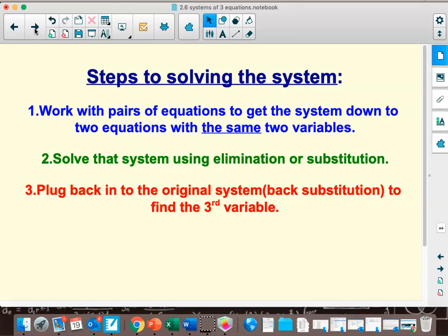Once you get them down to 2 equations with the same 2 variables, now you're back in the world that you were in for the last week. And then you could just use substitution or elimination or whatever you want, and you just solve the system just like we've been doing for the last several days. Okay. Once you have these written, we'll move into our first example. I am actually going to kind of walk you through the first example, and then I'm going to have you guys do some on your own.